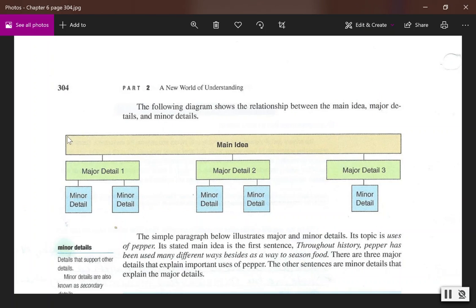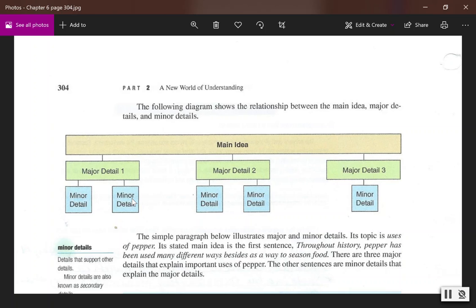Okay, so here we have our main idea, and this could be supported by 1, 2, 3, 4, 5, it doesn't matter. It can be supported by a minimum of one major or primary detail, or more than 3. Okay, here we have an example with 3.